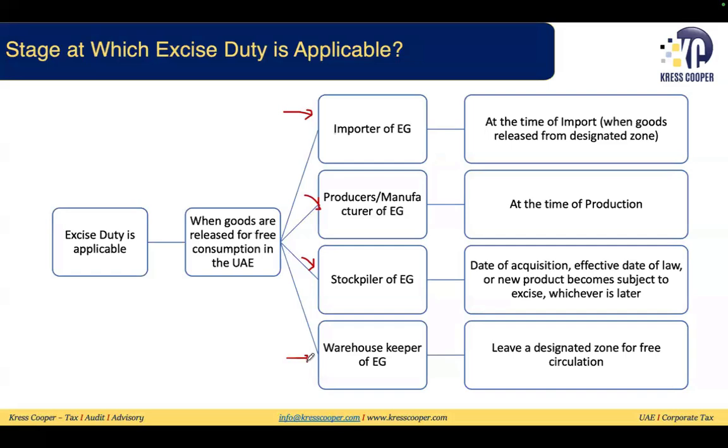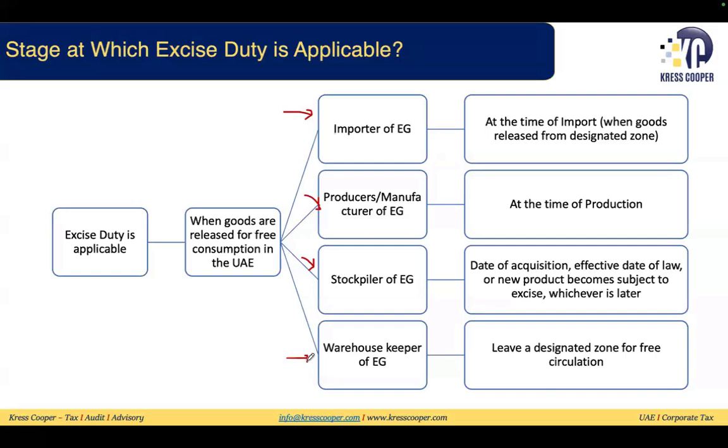If the goods are moving from the ship and coming into the designated zone, and these goods have not been released for free circulation on the mainland, the goods are still in the designated zone. When the goods are released from the designated zone, the importer will be liable to account for the excise duty through the declaration. This is the first thing related to the importer.